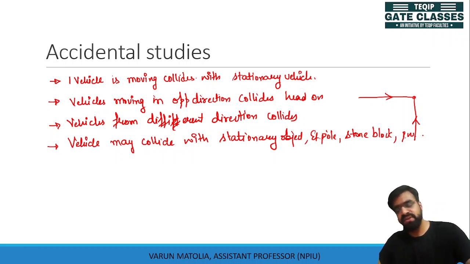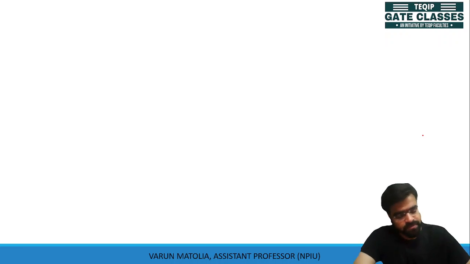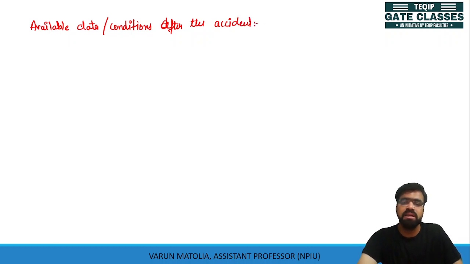So what are the values which we need in order to find out the speeds? What we have available on the route: the available data or conditions we have after the accidents. First is your skid marks.